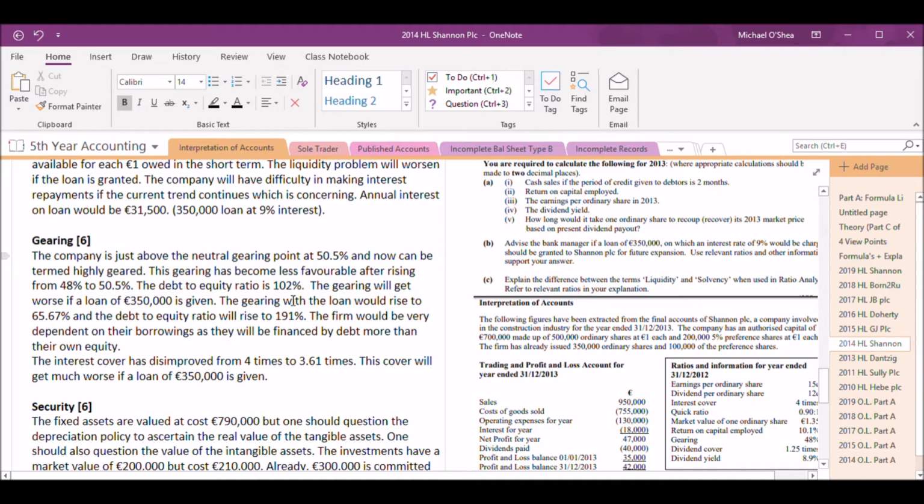Debt to equity ratio is 102%. Ideally, we want that 100% or below. Not too concerning. The gearing will get worse, however, if we have a €350,000 loan granted to us. So the gearing would rise to 65.67.